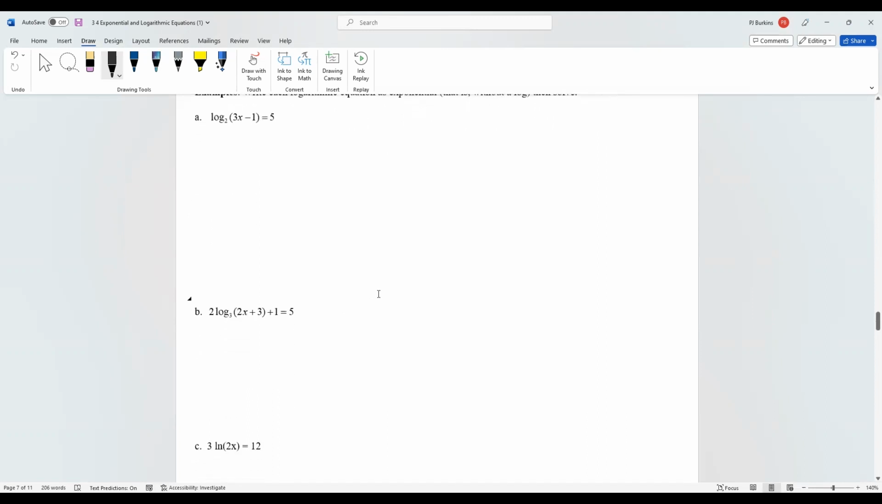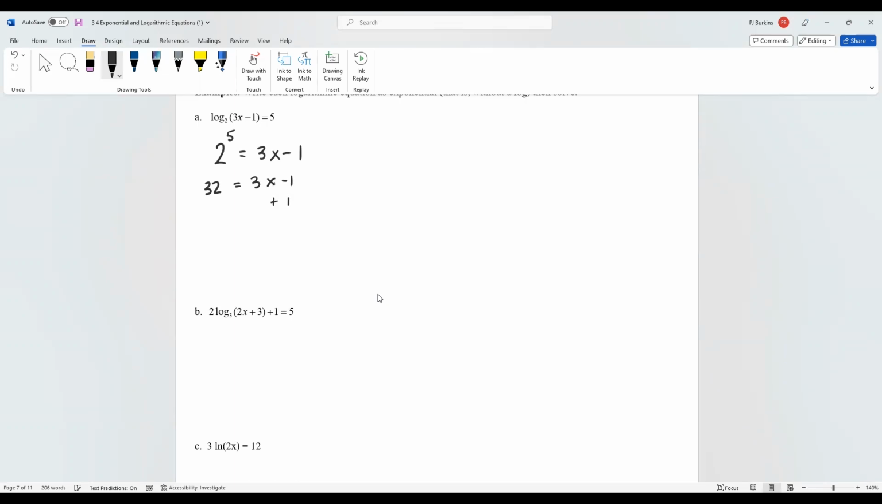The first here is log base 2 of 3x minus 1 is equal to 5. This is a basic logarithmic equation. So we're going to use the fact that a logarithm equals an exponent. The base is 2, and the exponent is what it equals, that's 5. So 2 to the 5th has to equal what's inside the log, which is 3x minus 1. We're doing nothing more than just using the definition of logarithm there. 2 to the 5th is going to give us 32.